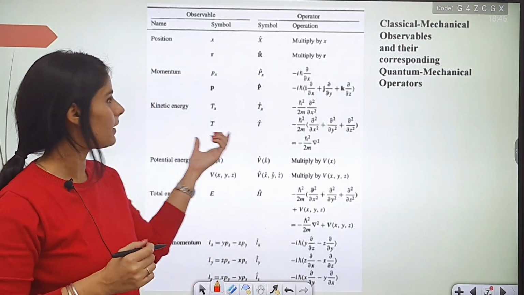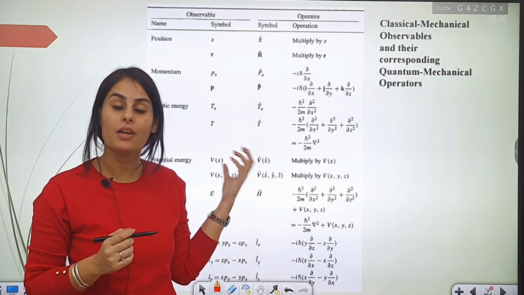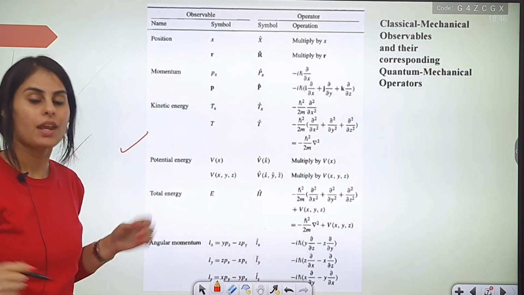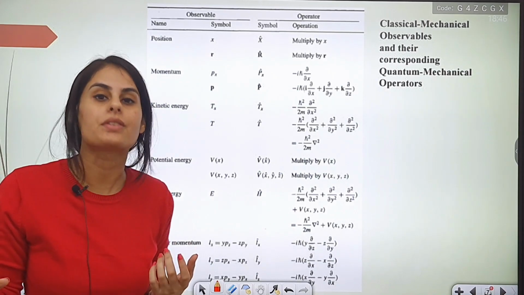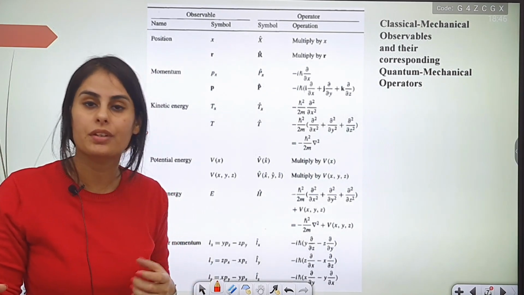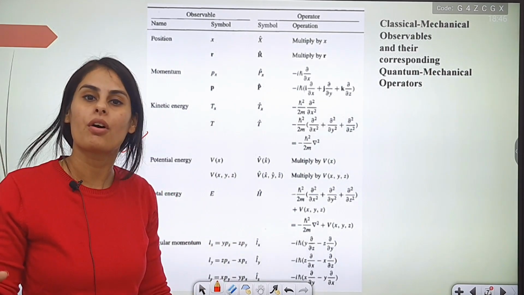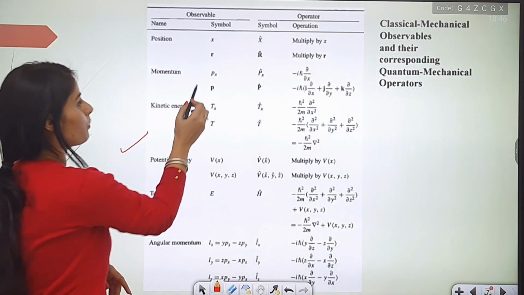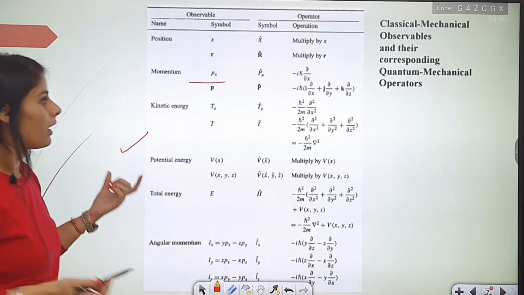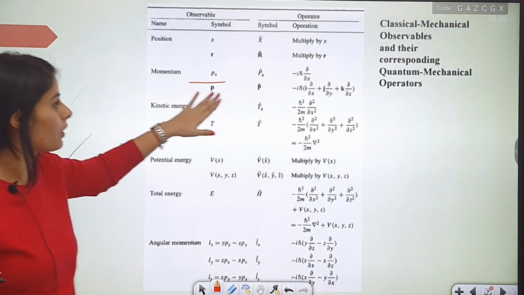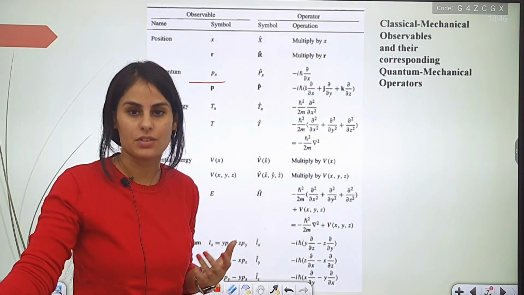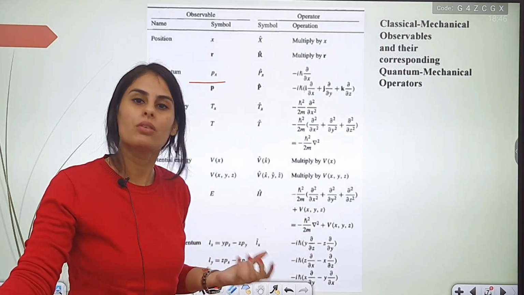Okay, this is a list of some observables and operators that we are going to use in our next lectures, and tomorrow we are going to discuss the Schrodinger equation. Before that, you should have a look at all these operators, and from these I would say that the momentum operator is pretty important because we are going to use its value many times throughout our lecture series. So try to have a look at these.